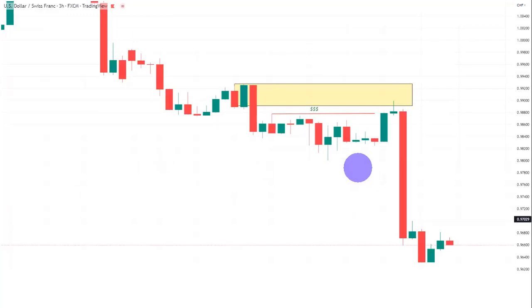Right here again is another example. We have the order block liquidity. So liquidity is going to be resting above this high. Market traces back into that level and bang, strong drop in price.